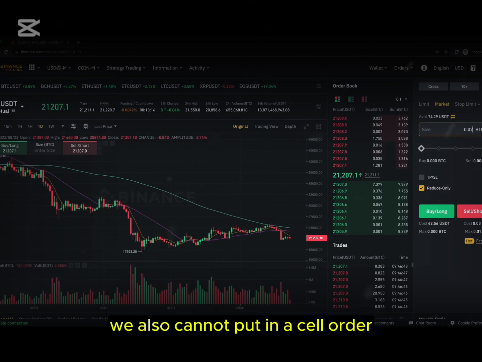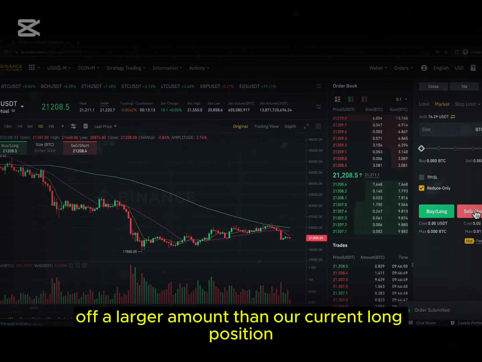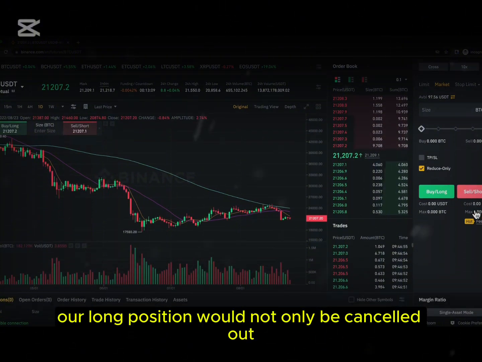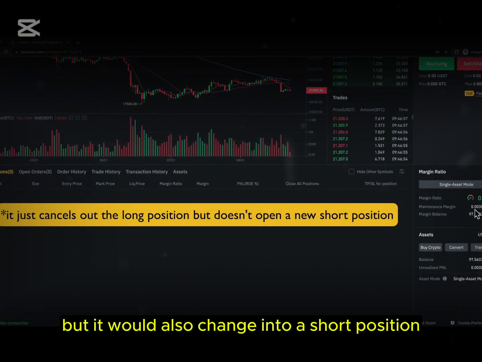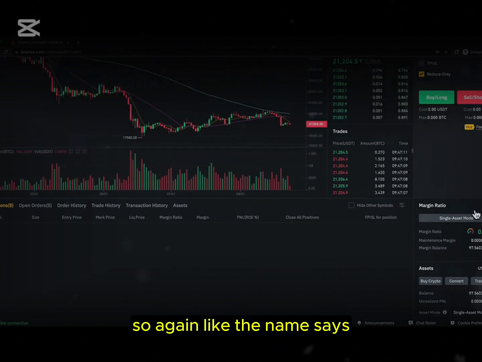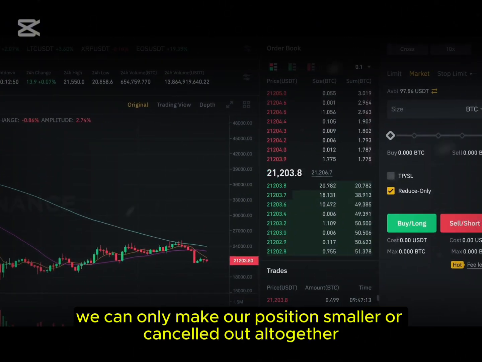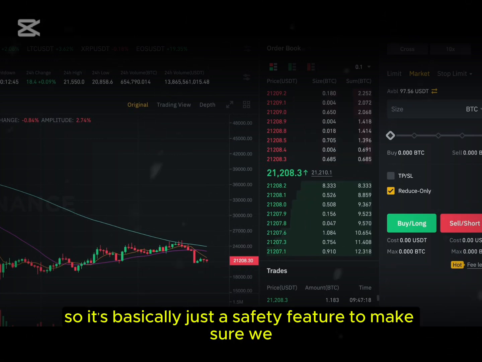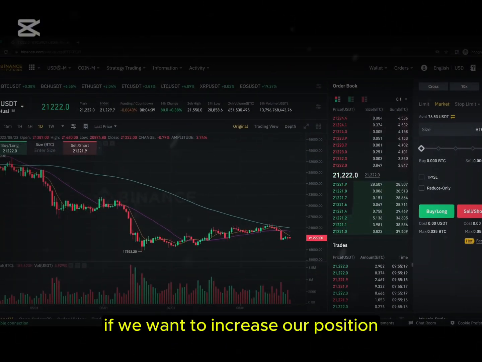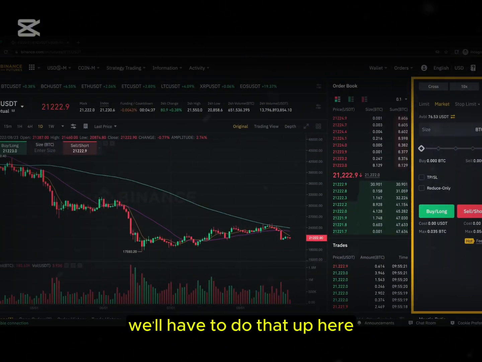We also cannot put in a sell order of a larger amount than our current long position, because that would mean that our long position would not only be canceled out, but it would also change into a short position, which isn't allowed with Reduce Only activated. So again, like the name says, whenever Reduce Only is ticked, we can only make our position smaller or canceled out altogether. So it's basically just a safety feature to make sure we don't make any mistakes when wanting to reduce our position. If we want to increase our position, we'll have to do that up here.